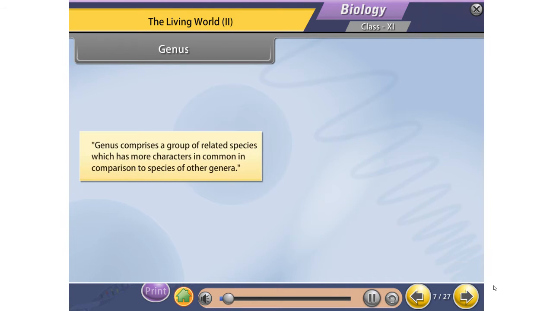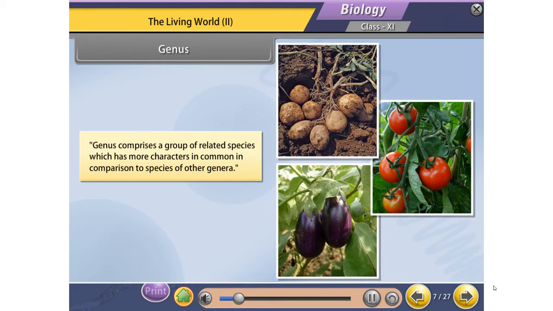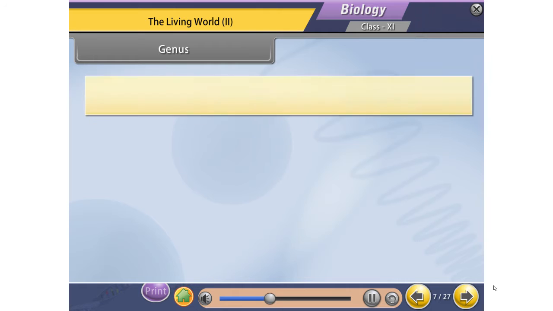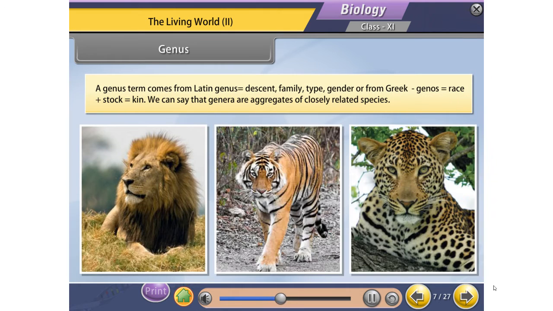Genus. Genus comprises a group of related species which has more characters in common in comparison to species of other genera. A genus term comes from Latin genus, descent, family, type, gender, or from Greek genos, race, plus stock, which is kin. We can say that genera are aggregates of closely related species.